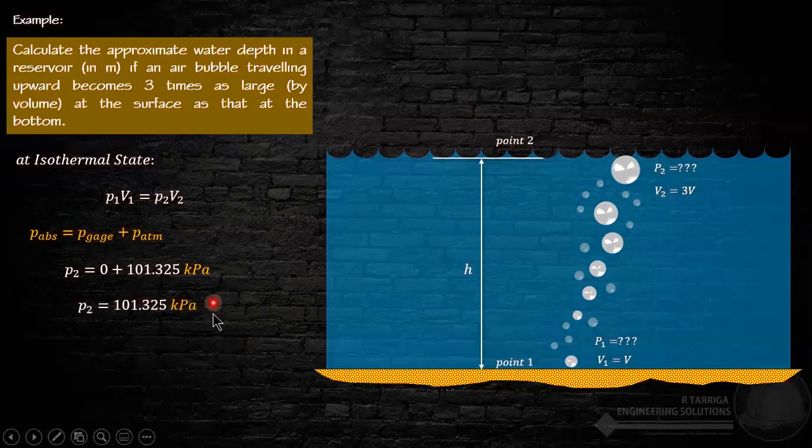Now, for P1, it is this. Gamma H plus 101.325. Where did I get gamma H? This is the basic formula of pressure. Gamma means the unit weight of the liquid and the height is, of course, this height, if that is the pressure you want to take. Okay? So plus 101.325. So therefore, this is it. So I will just write the V1 and V2.